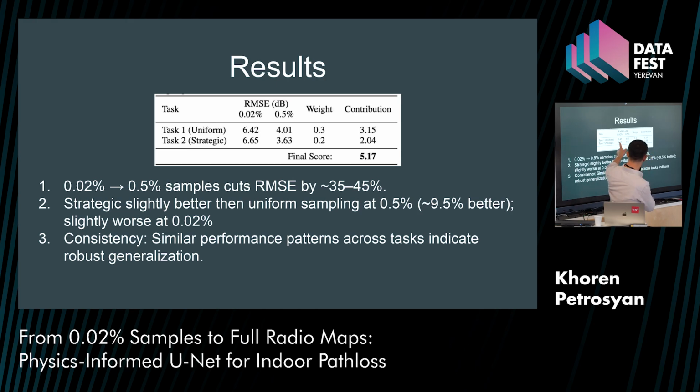You can see how few samples can help. This is a matter of a couple of pixels. So 0.02 is like 2 to 3 pixels in a typical room, and this would be like 70 pixels. But the strategic sampling algorithm wasn't extremely useful. It was a slight help.